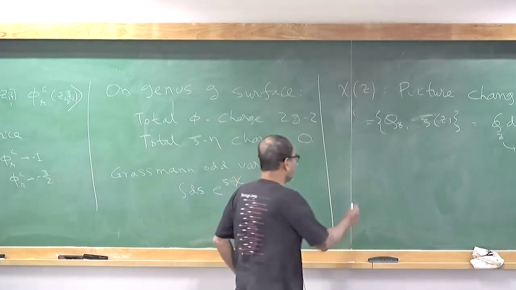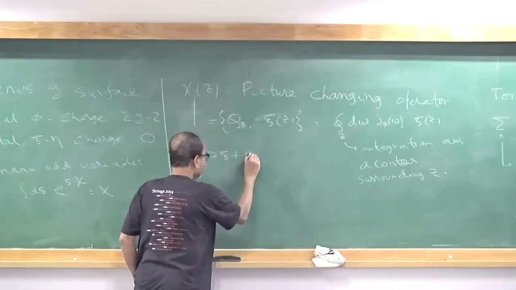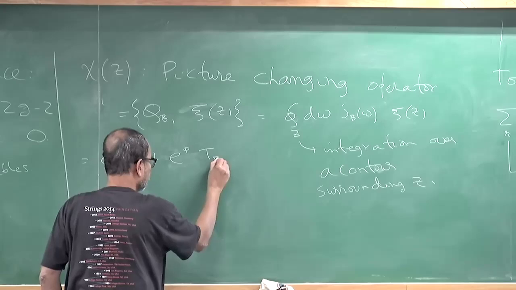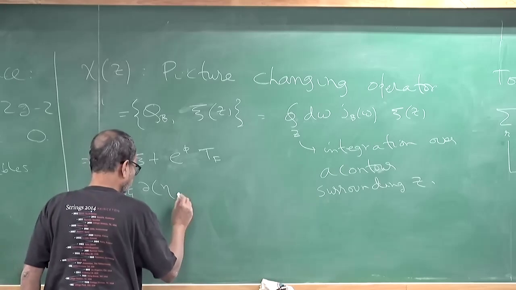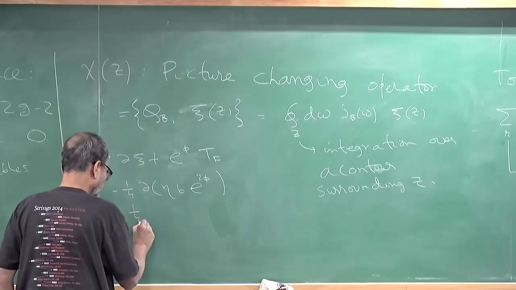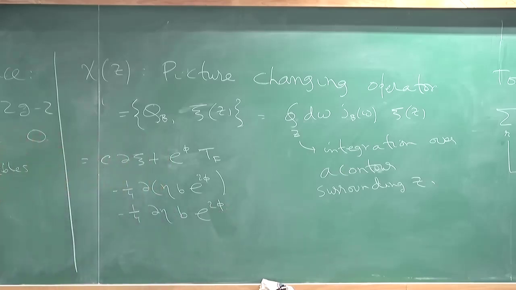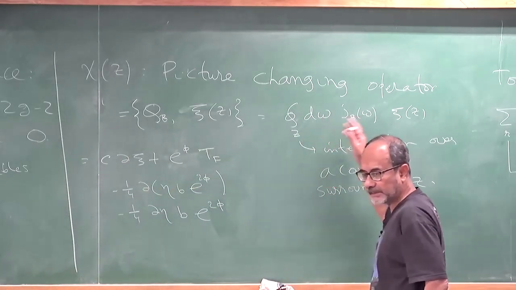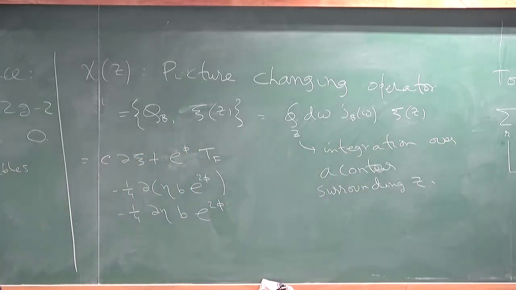Let me write the expression for this first. So this is c ∂ξ plus e^φ T_F, minus 1/4, and so on. This you can easily work out by knowing I have given the expression for j_B. You just have to use the OPE of j_B with ξ, and you can check that this is true.